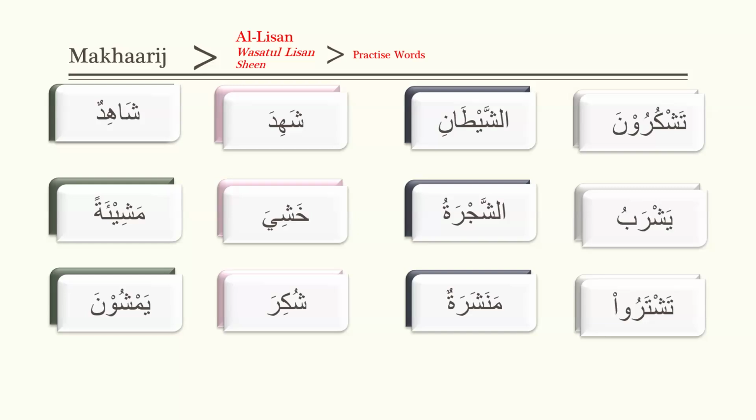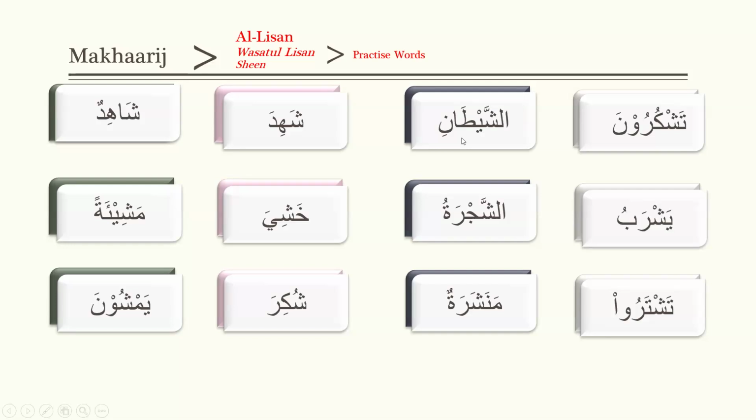Tashkurun. I just started really strong and then it started to fade away, and then I went to the kaf. No, it needs to stay the same throughout, because the pressure at the articulation point needs to be the same, and then you just go to the next letter. Yashrabu, not yashrabu. Yashrabu. And even like there's a little part where it fades. Yashrabu. Tashtaru.